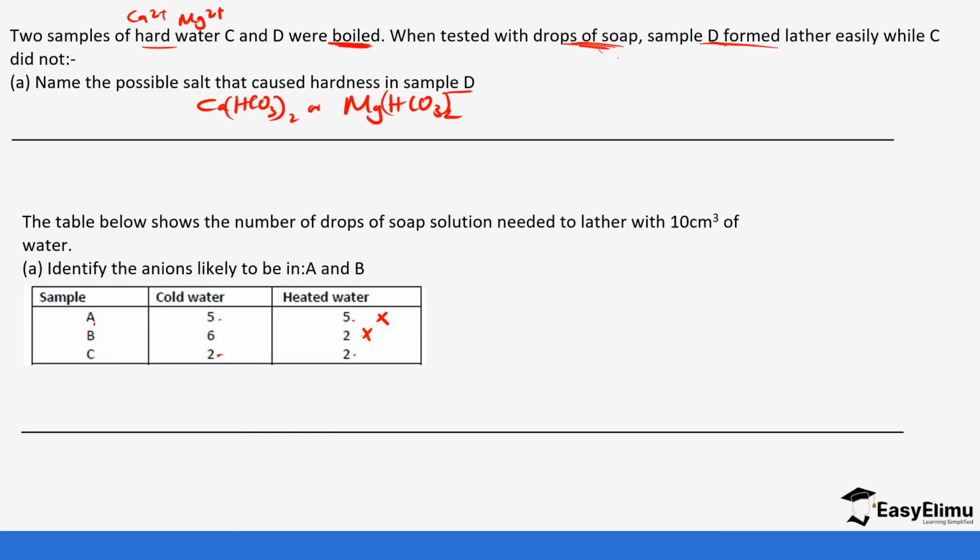So the first question: identify the anions likely to be in A and B. For A, we can see it takes a lot of drops to lather, and even when it's heated, it still doesn't lather that much. So we'll say we have sulfate and chloride ions. And then B, which lathers easily when it's boiled, means it has hydrogen carbonate ions. So that's it. In the next lesson, you're going to be looking at ways of removing water hardness. So see you in the next lesson.